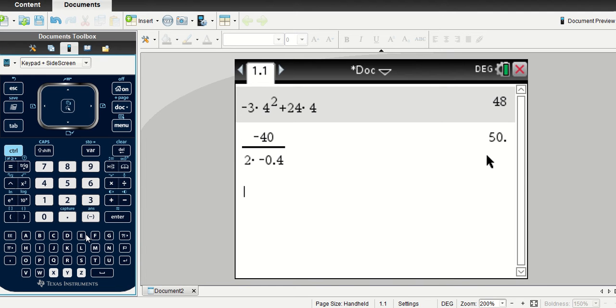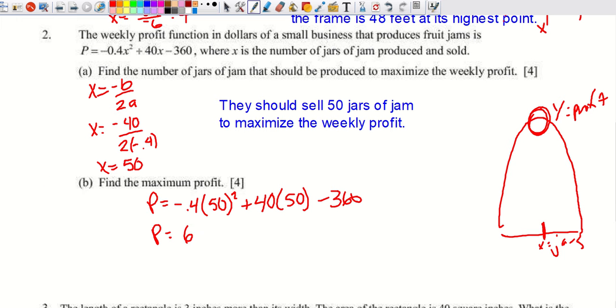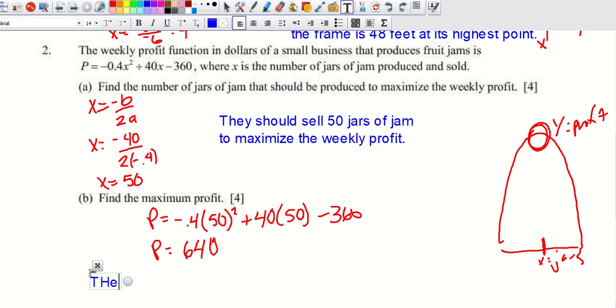So keep that in mind. So negative 0.4 times 50 squared plus, we've got 40 times 50 minus 360. Just double checking, looks like we're good, and that's 640. And there's our maximum profit. All right, and so we'll state that again. So the maximum profit is $640.